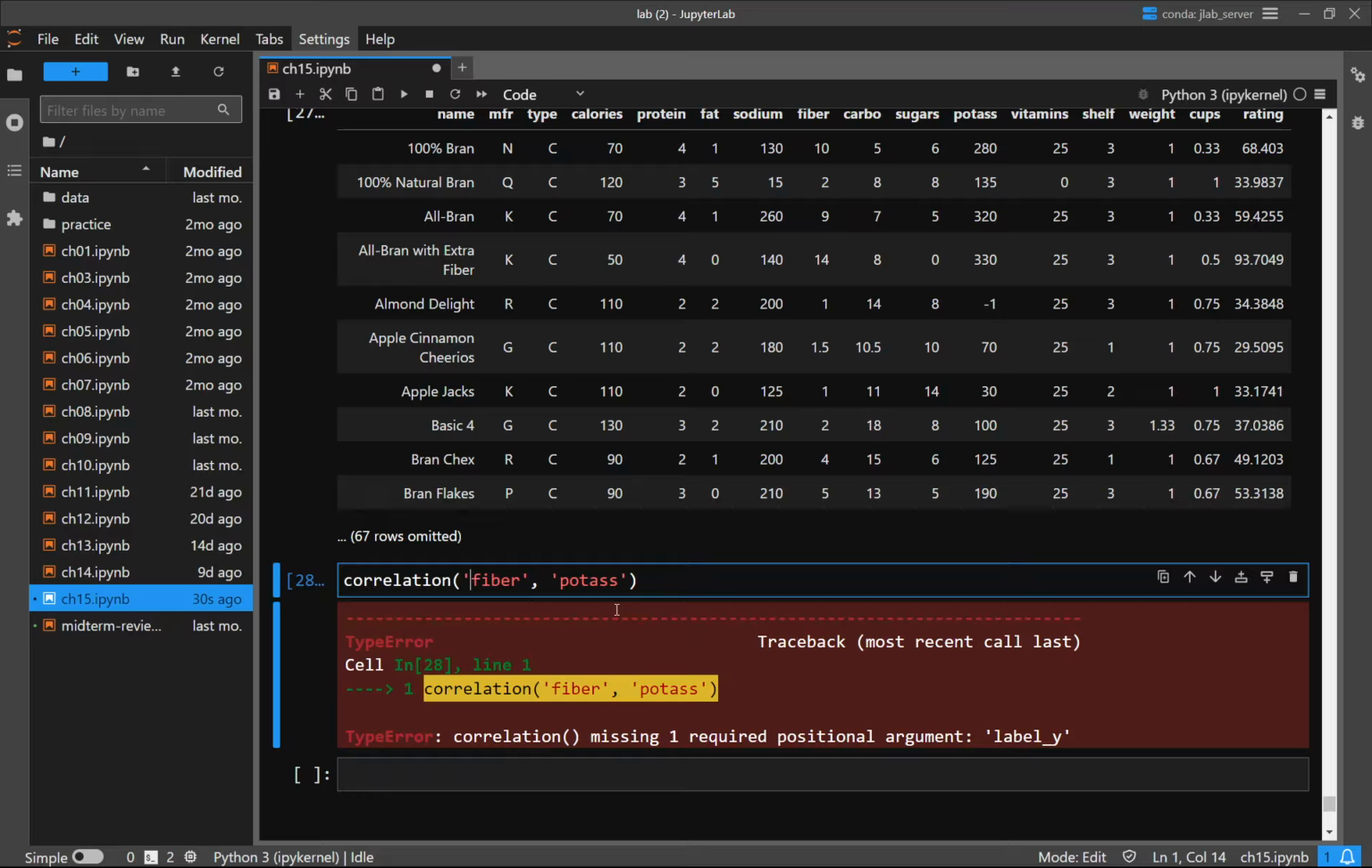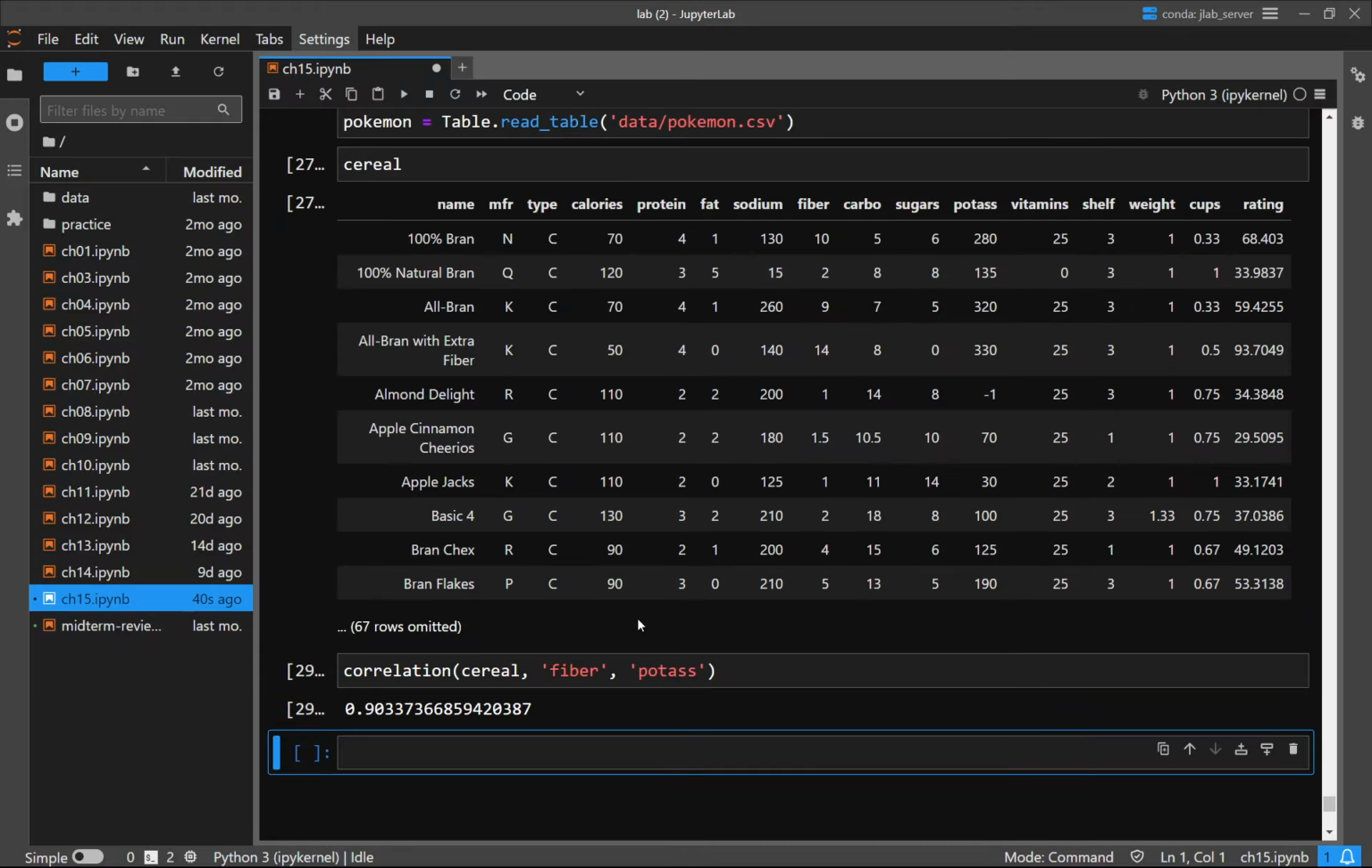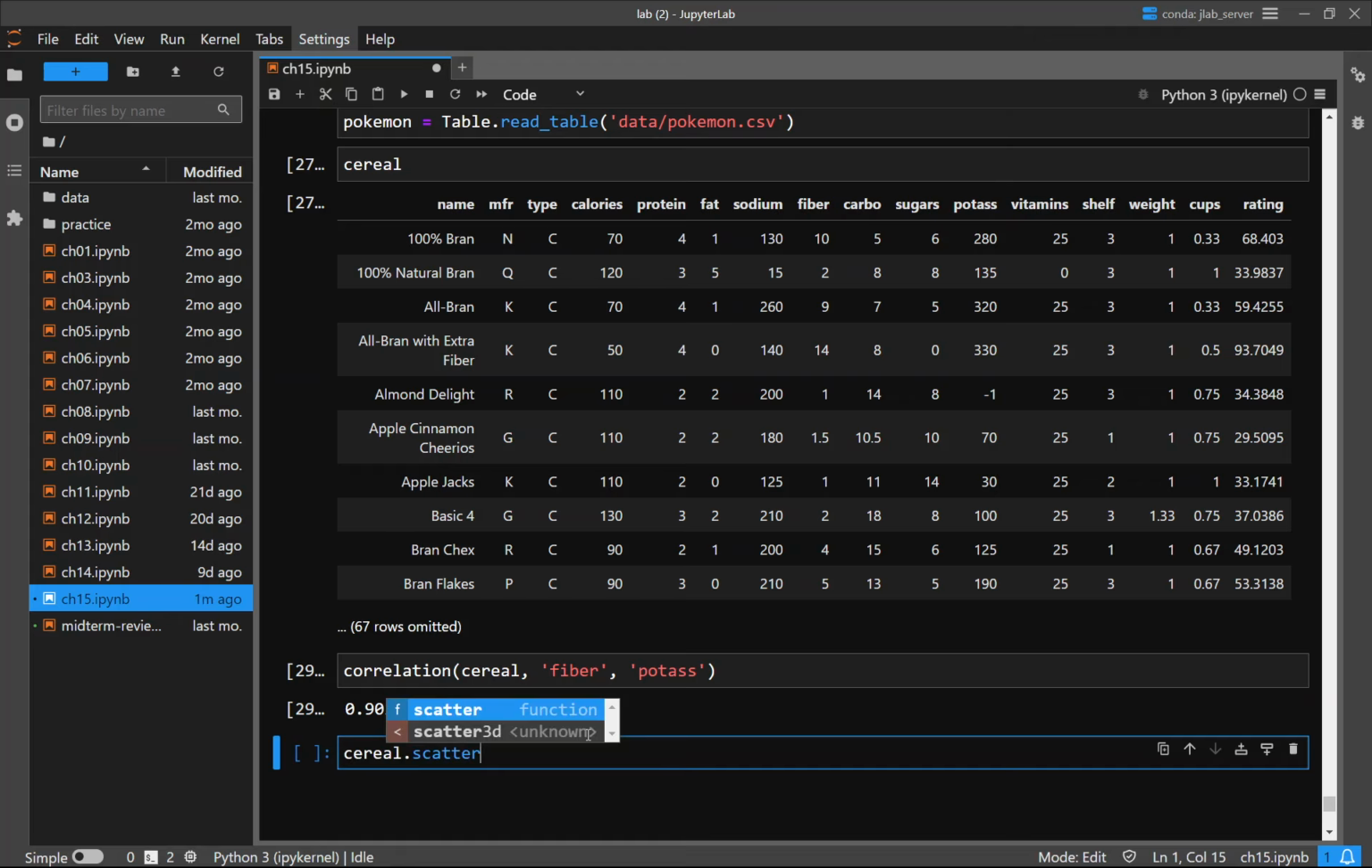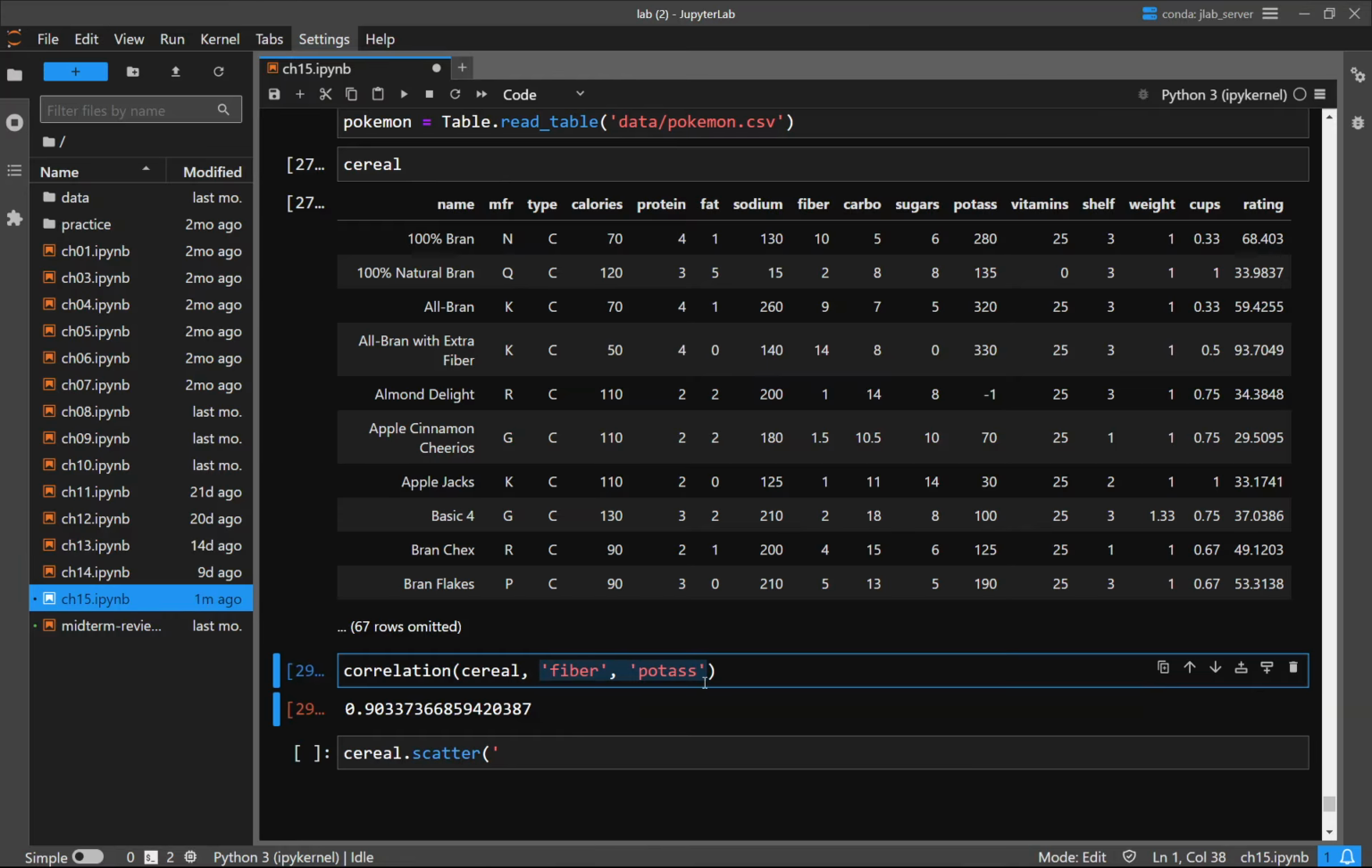Oh, sorry. Correlation, we need the table itself. Boop. So 0.90, that's beautiful. So I guess the question is, should we have fiber predict potassium or should we have potassium predict fiber? What are our thoughts? Could go either way. Let's take a look at one of them with a scatter. Let's do it in the order that I just typed it. Do fiber, then potassium. Fiber on the X.